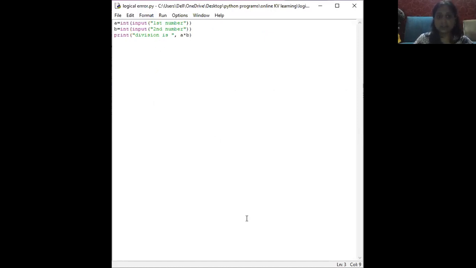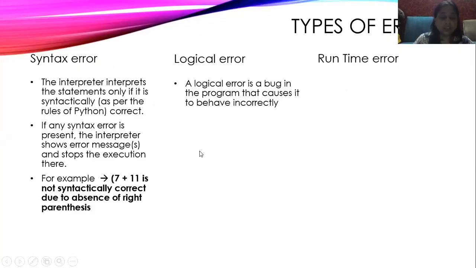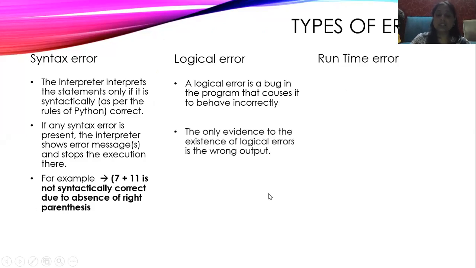Logical errors are the hardest to find because, as you see here, the interpreter doesn't detect logical errors. It only detects the syntax errors. So, logical errors behave incorrectly. As we see in the example, we expect the division, but it shows the multiplication because of our mistake.